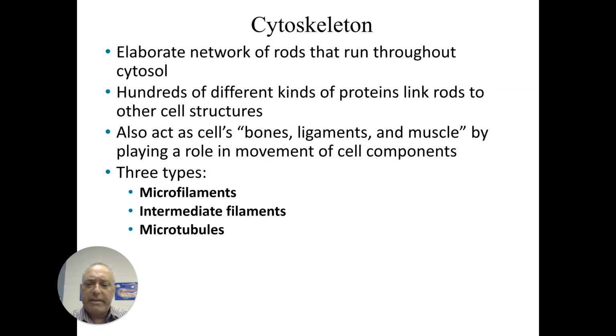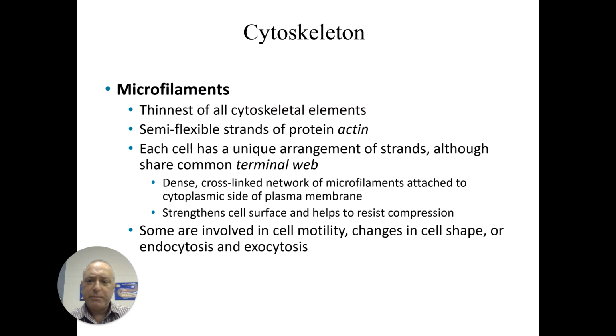The cytoskeleton, okay, it's made of microfilaments, intermediate filaments, and microtubules. And these are very important to maintain cell shape, because these are not plant cells. We don't have a large cell wall. These are cells that can change shape based on your cytoskeleton.